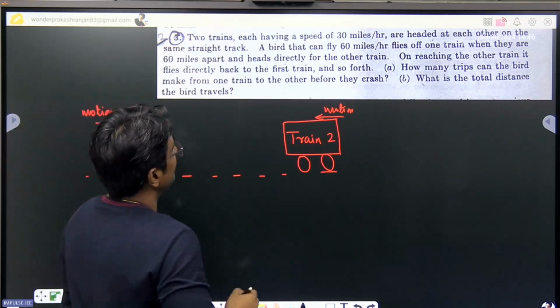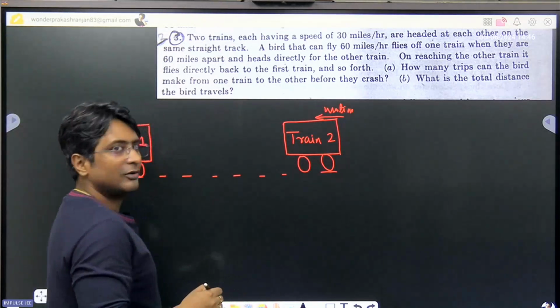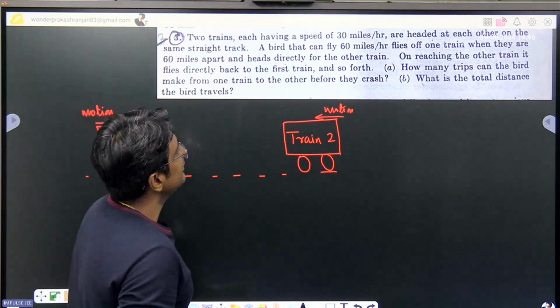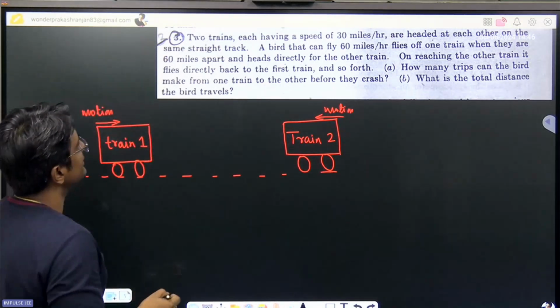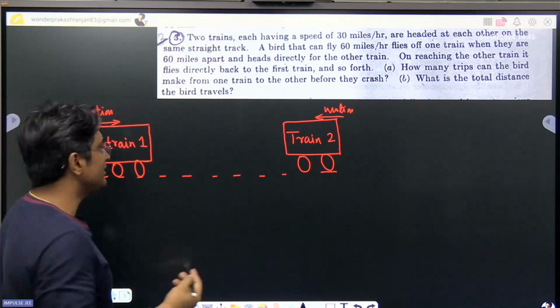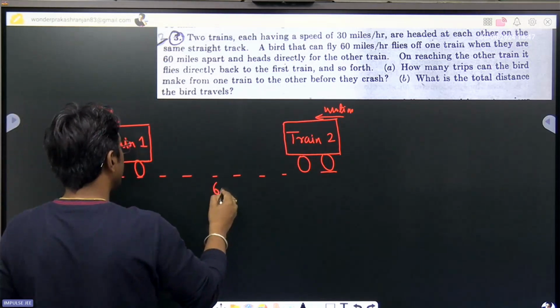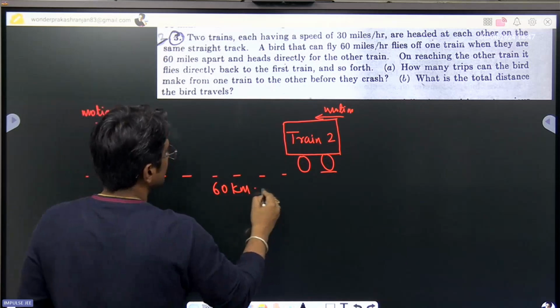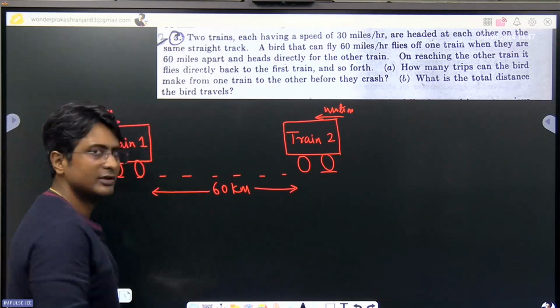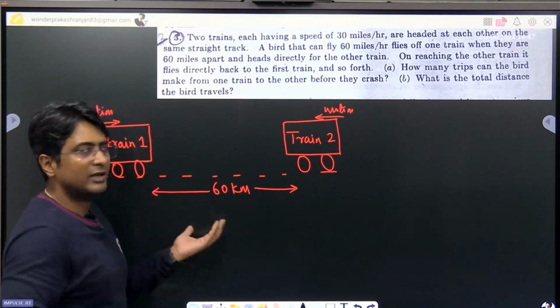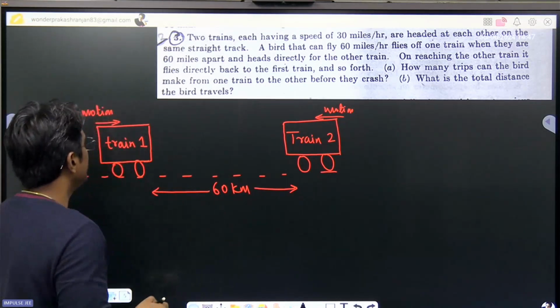A bird that can fly 60 miles per hour, means 60 kilometers per hour, flies off one train when they are 60 miles apart. 60 miles means 60 kilometers, since we are taking miles as kilometer. Or you can solve by taking miles also, but since we are using SI unit, that's why I am taking this as kilometer.